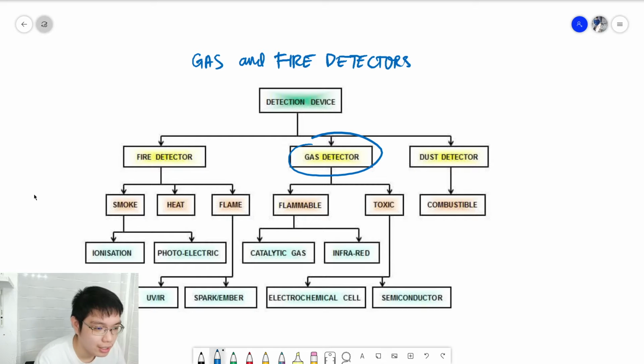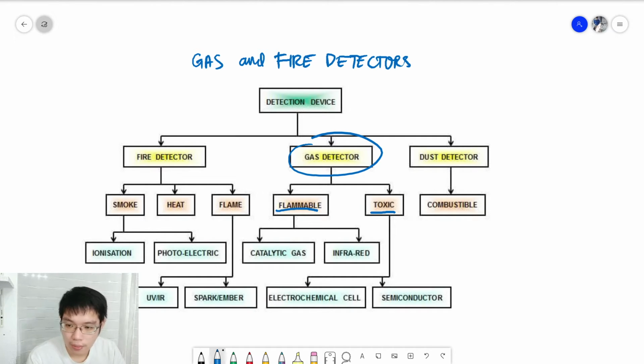Okay, let's start here. We have two kinds of gas detectors. We have one that detects the presence of flammable gas in the air, and another that detects the presence of toxic gases in the air. Okay, so let's start with flammable gas detectors. We have catalytic gas detectors.